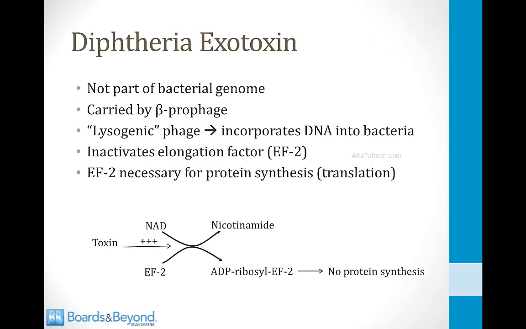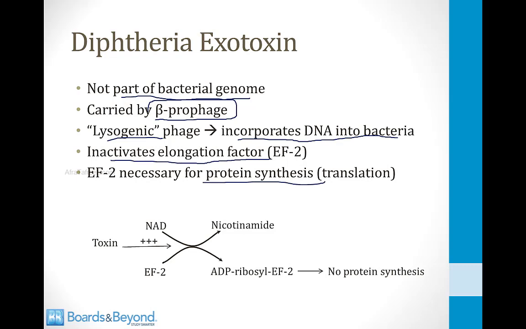So diphtheria exotoxin is synthesized and secreted from DNA that is not part of the bacterial genome. The DNA for diphtheria exotoxin is carried by a phage called beta-prophage, and this is a lysogenic phage, which means that the DNA from the virus gets incorporated into the diphtheria bacteria's DNA. Once it has this DNA, it can synthesize the toxin, and what the toxin does is it inactivates elongation factor 2. And elongation factor 2 is necessary for protein synthesis, and I talk about this in more detail in the module on virulence, but elongation factor 2 gets a molecule added to it called ADP-ribose. This is called ADP ribosylation, and once EF2 has been ADP ribosylated, no protein synthesis is possible.